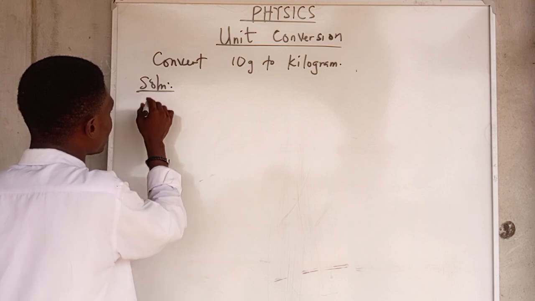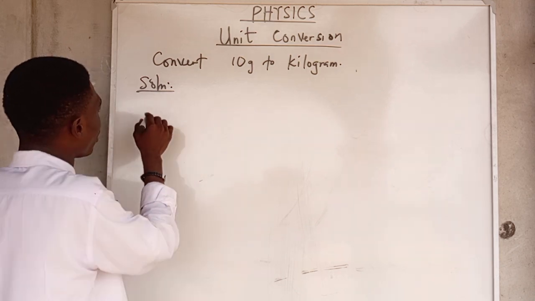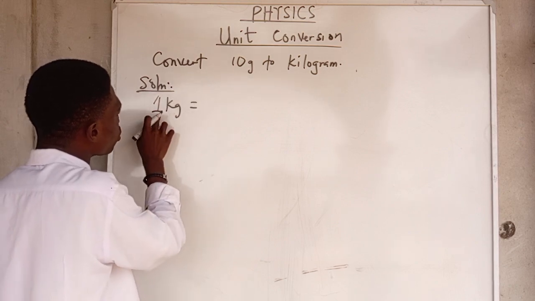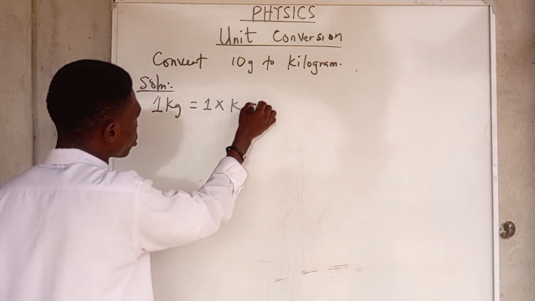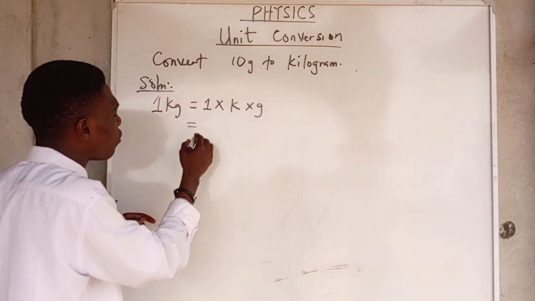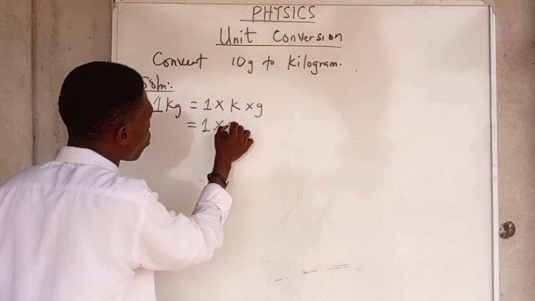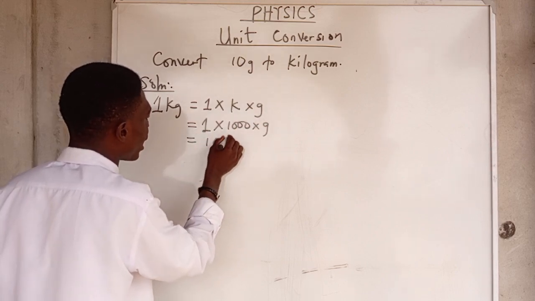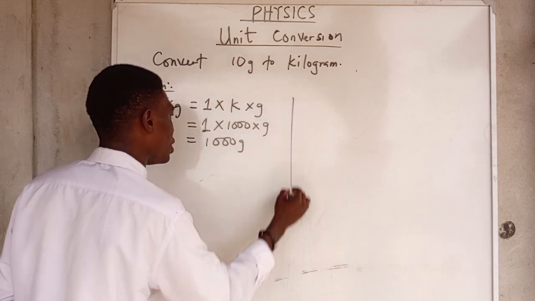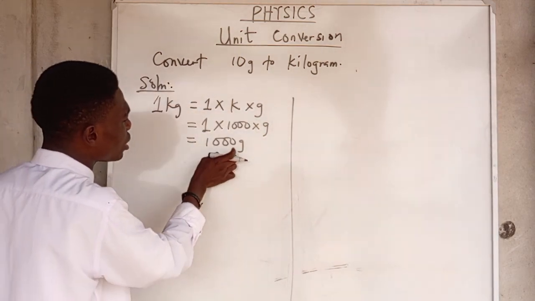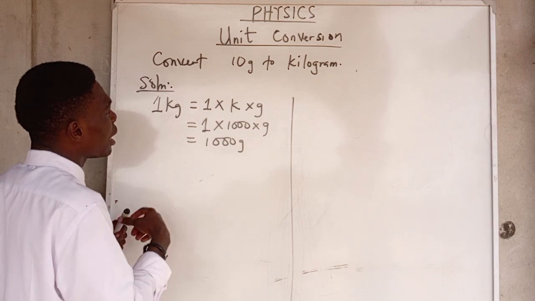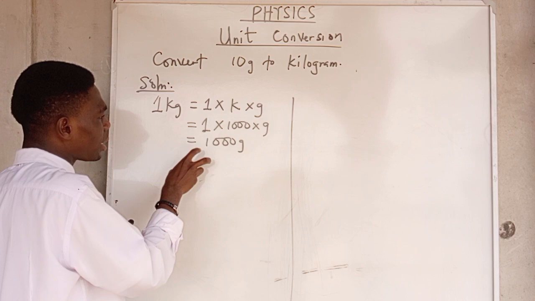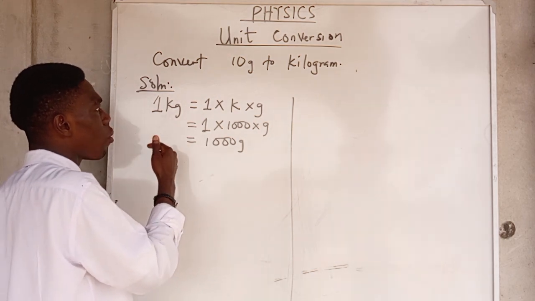I'll first get how many grams are in 1 kilogram. So 1 kilogram is equal to how many grams? 1 kilogram means 1 times kilo times gram. From the unit prefixes you have learned, this 1 times kilo is 1000, then times gram, which gives us 1000 gram. So 1 kilogram is equivalent to 1000 gram. Now I'm going to set out a proportion: if 1000 gram is equivalent to 1 kilogram, then what will 10 gram be?